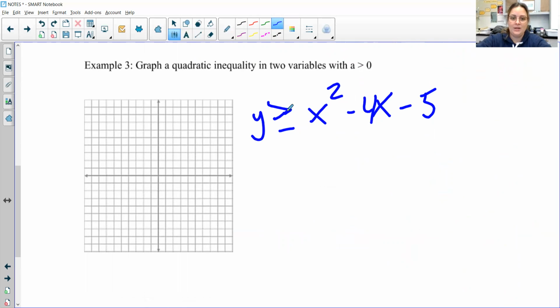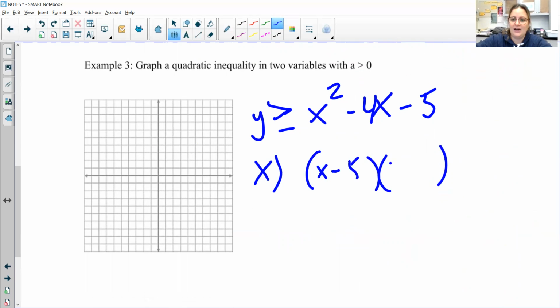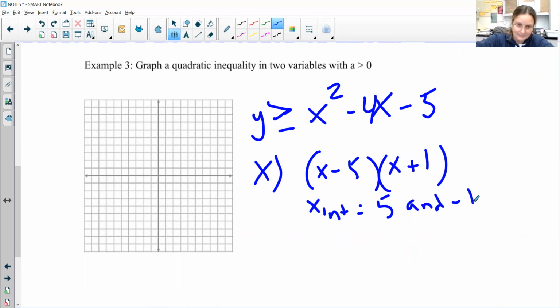Hopefully that went well. So the first thing I'm going to do is figure out my x-intercepts. I need two numbers that multiply to -5 and add to -4. So my x-intercepts are at +5 and -1. So +5, 1, 2, 3, 4, 5. Eyeballs are playing tricks on me. And -1 is here. Perfect.